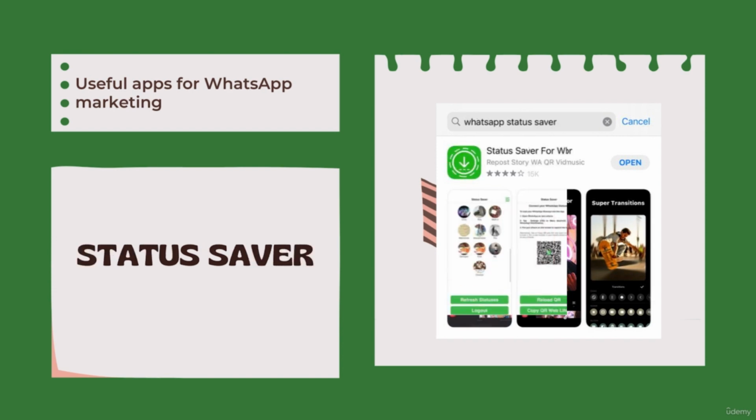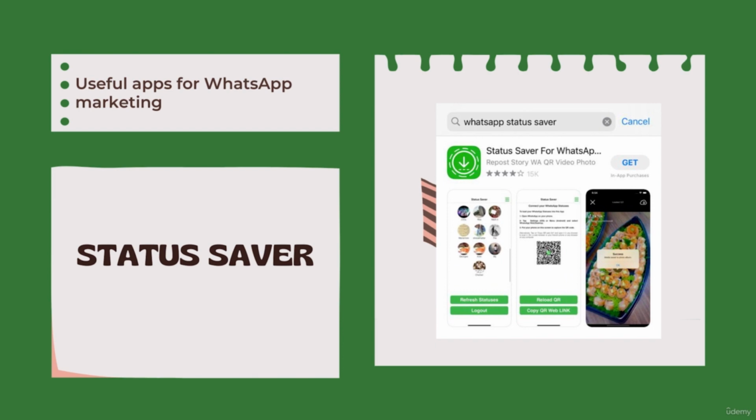The next app is WhatsApp Status Saver. This app helps you to save statuses that your contacts have posted on their WhatsApp status. It helps you to save those images or videos directly to your phone, and in turn you can repost these images or videos. You can also get these images or videos and edit them on Canva or on InShot, then repost them on your WhatsApp status.